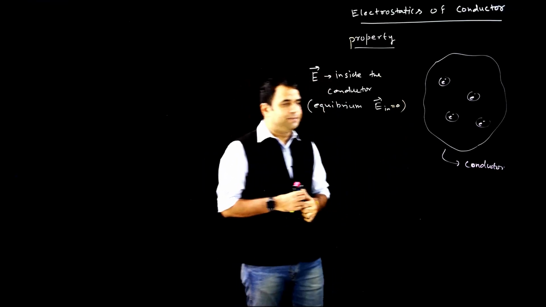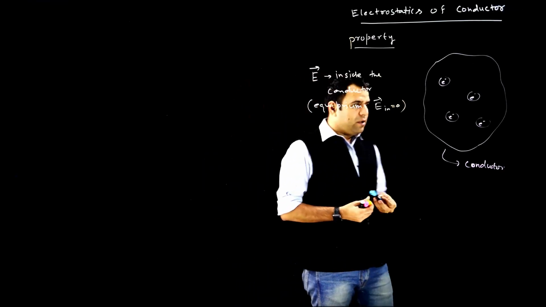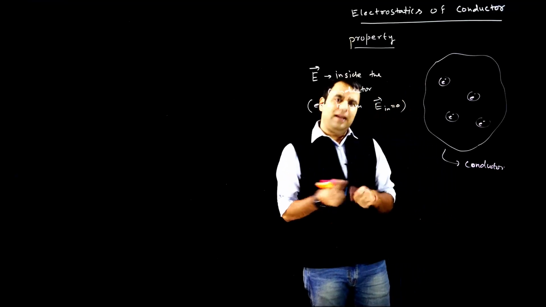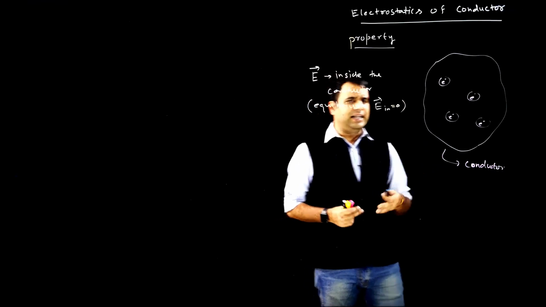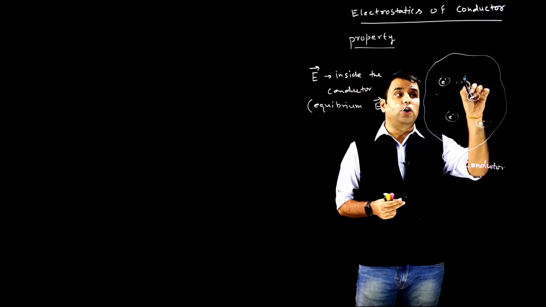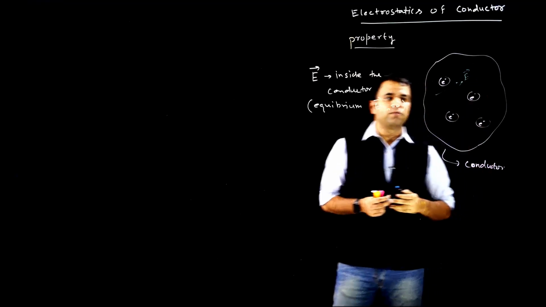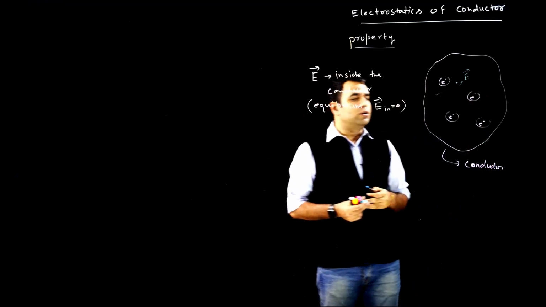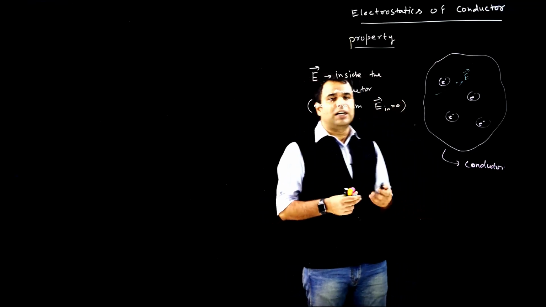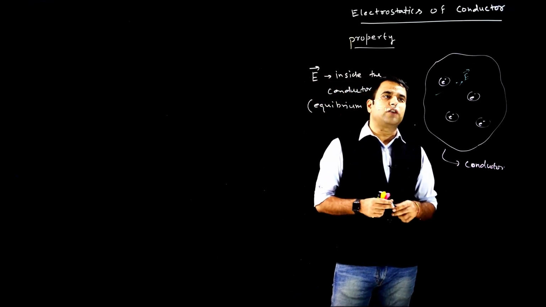Now why is that? To prove that the electric field inside the conductor will be 0, let's assume that there is an electric field inside because of any reason. So I'm saying there is a non-zero electric field inside the conductor. As we know, this conductor has a lot of free electrons. Free electrons are charged particles.